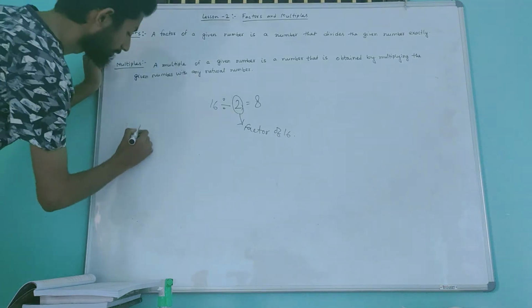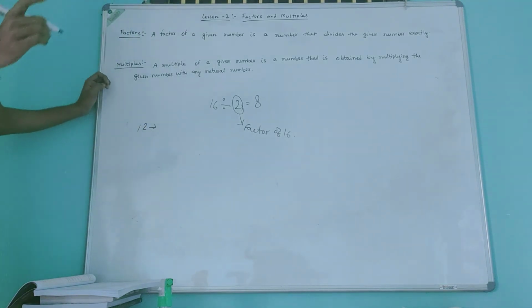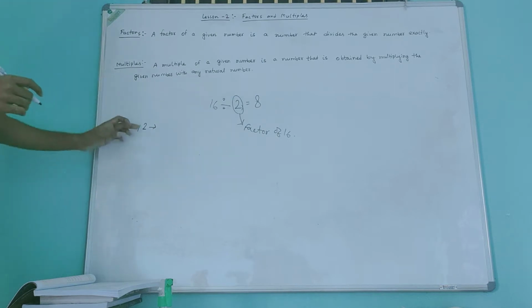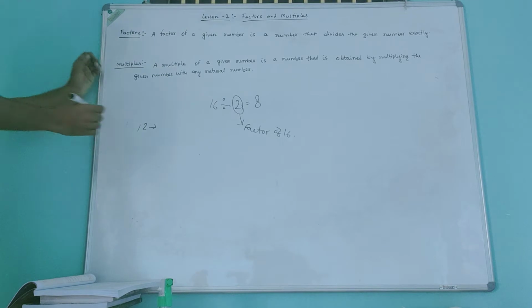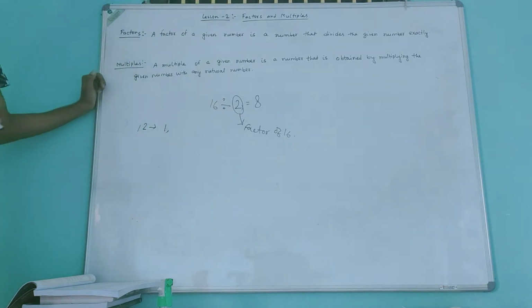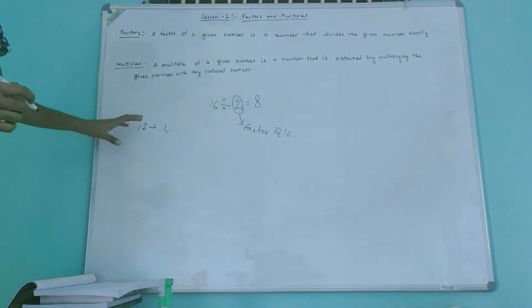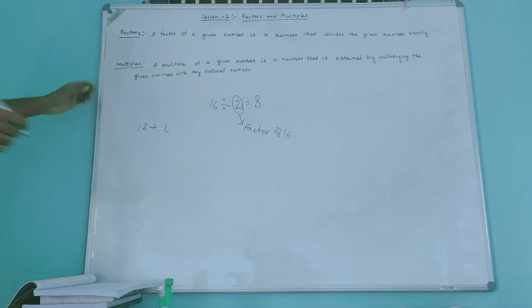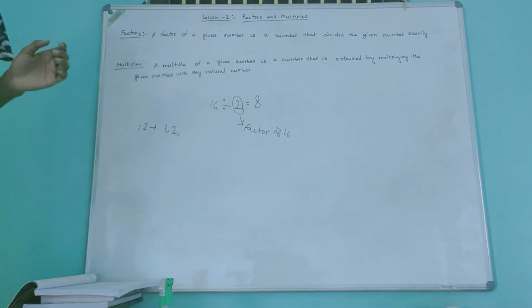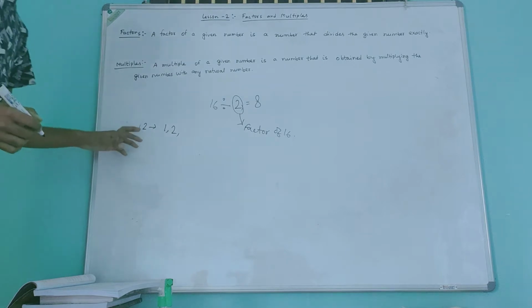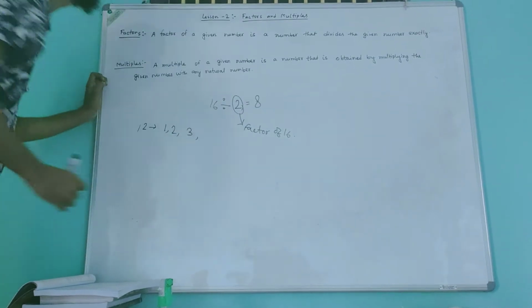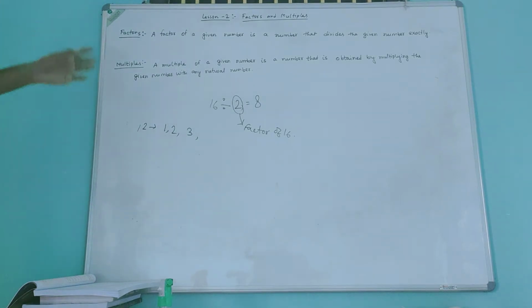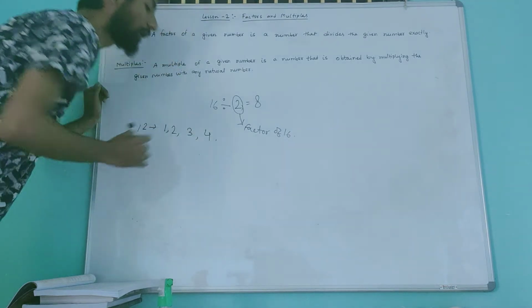Suppose we write the factors of 12. If we divide 12 by 1, we get an exact value, so 1 is a factor. We can divide 12 by 2 also, so 2 is also a factor. We can divide 12 by 3 also, then 3 is also a factor. 12 divided by 4 also works, so 4 is also a factor.